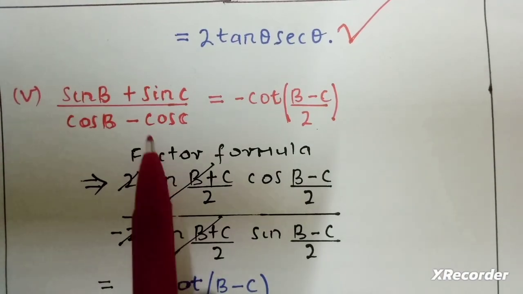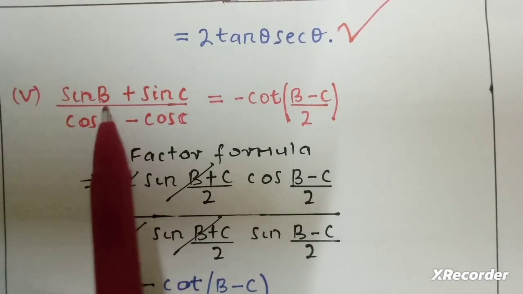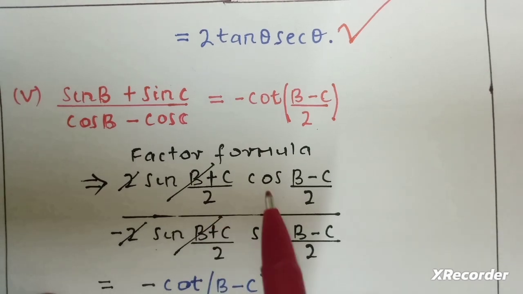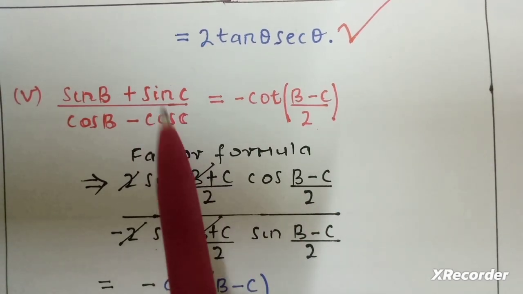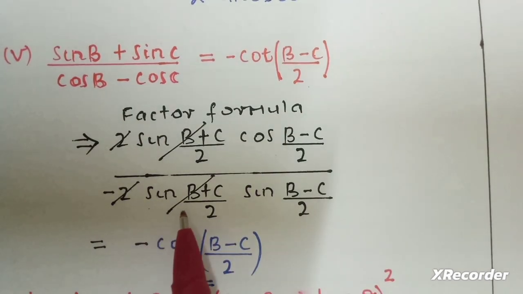You prove this identity. This one, from the factor formula, the upper one will be formed by 2 sine (b plus c) over 2 cos (b minus c) over 2. Both of them will form what we call factor formula. Then you have this one for cos b minus cos c.